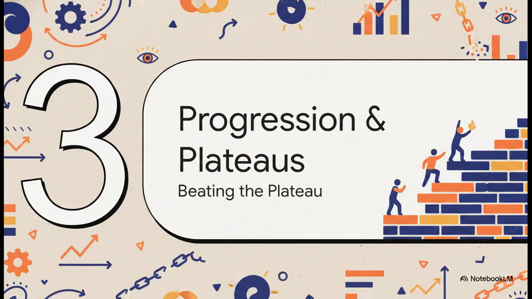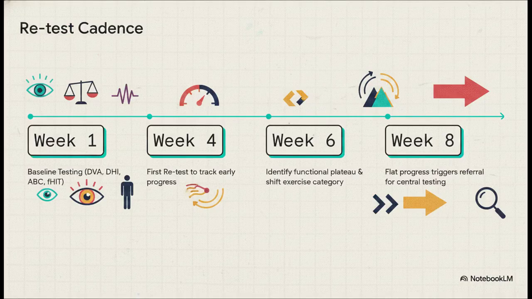Let's move to part 3 and see how this builds into progression and plateau triggers. This is that critical middle phase of treatment. It's the exact moment where patients hit a wall. And honestly, clinicians often get stuck too. Looking at a standard timeline, week 1 is baseline testing, week 4 is your first critical retest. Now, by week 6, for unilateral hypofunction, you'll typically see a plateau.